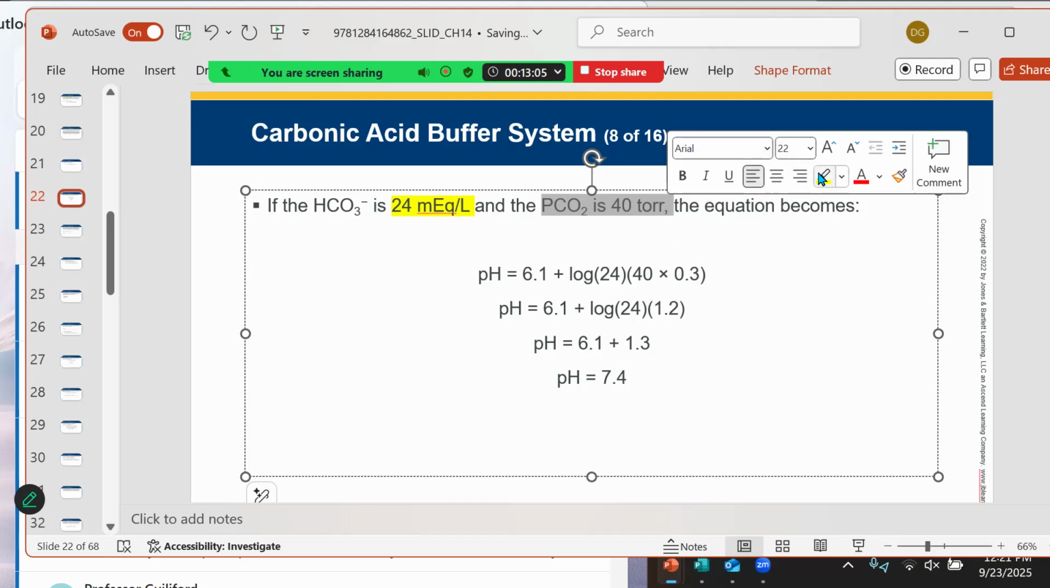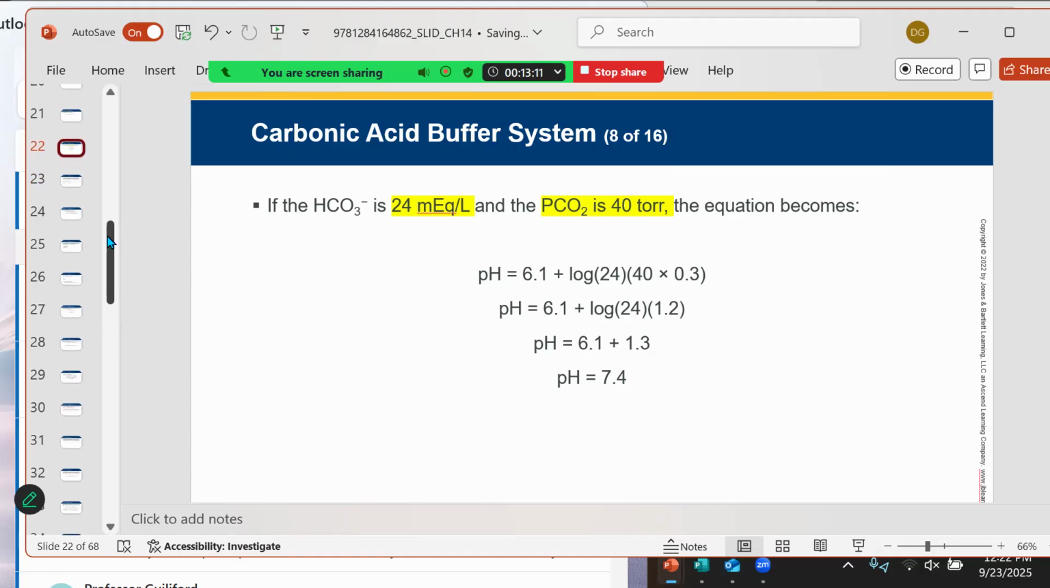And then this formula shows you the relationship, which you will not need to calculate. This is all done by the blood gas analyzer, and it does not show up on boards either. But you do need those normals. Bicarb 24 and CO2 is 40.